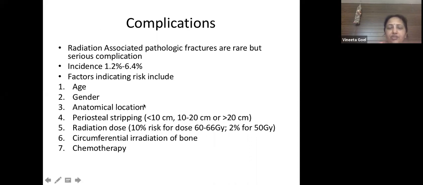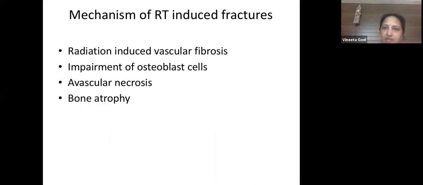Now, if the periosteal stripping is done for a smaller area, then the risk is lesser. If it is done for a wider area, then the risk is higher. The radiation dose also matters. There is a 10% risk for a dose of 60 to 66 gray, while there's only a 2% risk when we are giving a preoperative dose of 50 gray or when we are combining EBRT and brachytherapy. If you are doing circumferential irradiation of bone, then the risk factor for fracture is higher. And with the use of chemotherapy, the risk of pathological fracture also increases.